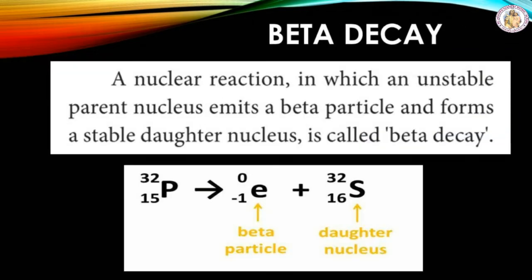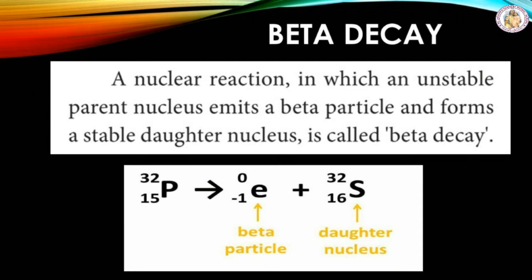Beta decay: a nuclear reaction in which an unstable parent nucleus emits a beta particle and forms a stable daughter nucleus is called beta decay. Example, beta decay of phosphorus. Here 15 phosphorus emits a beta particle, which is -1 e 0, and forms a stable daughter nucleus, that is sulfur.